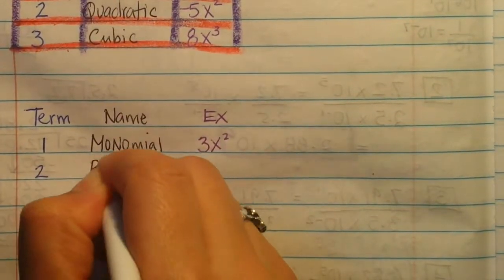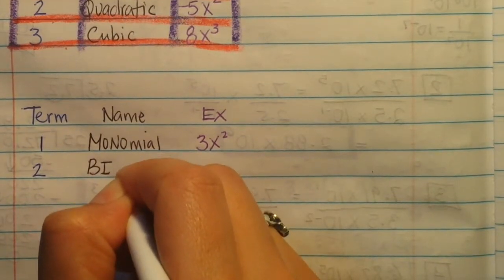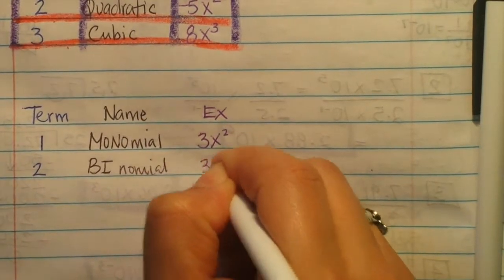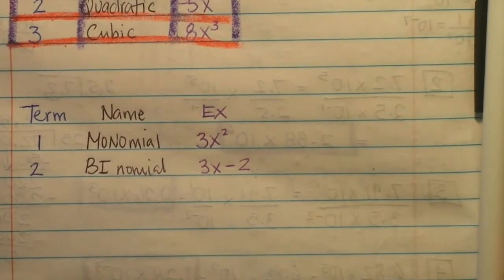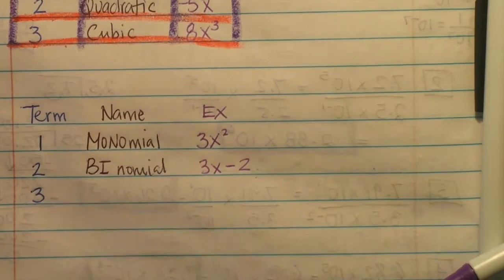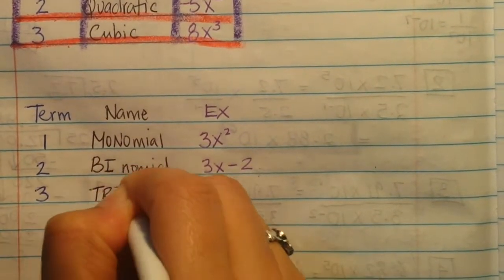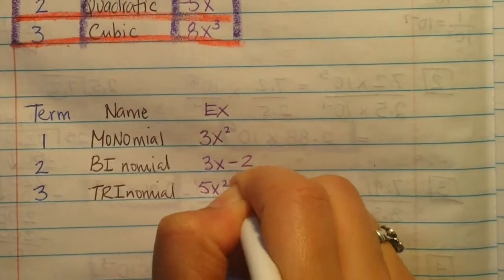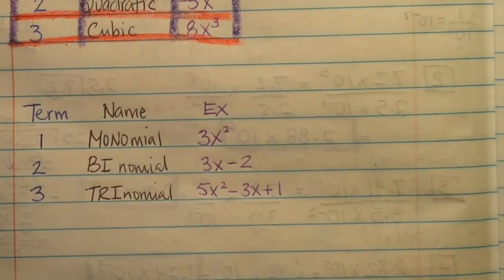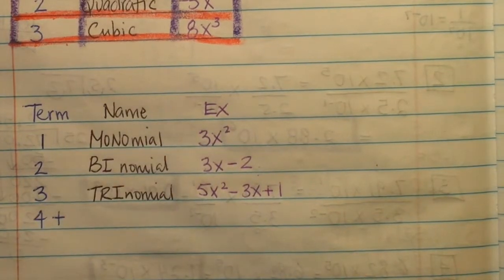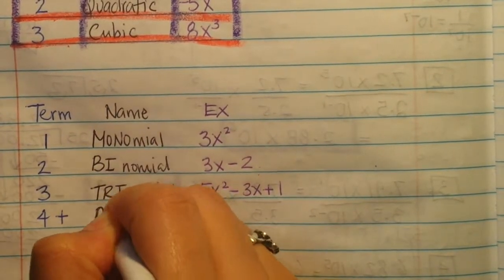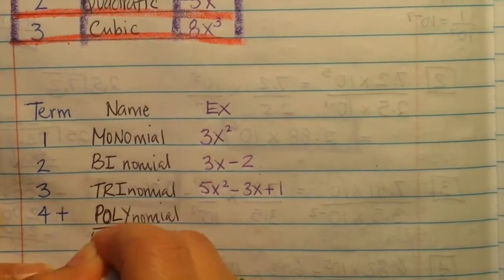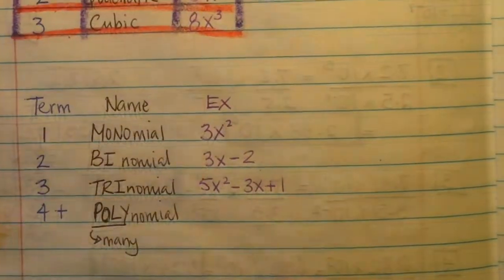2 terms is called a binomial. That means it has 2 terms, like 3x minus 2, it has 2 things there. 3 terms is called a trinomial. That means it has 3 things, so 5x squared minus 3x plus 1, 3 things. And then 4 or more is called poly. Poly means many. Polynomial. That's where we get that word from. It just has many terms.